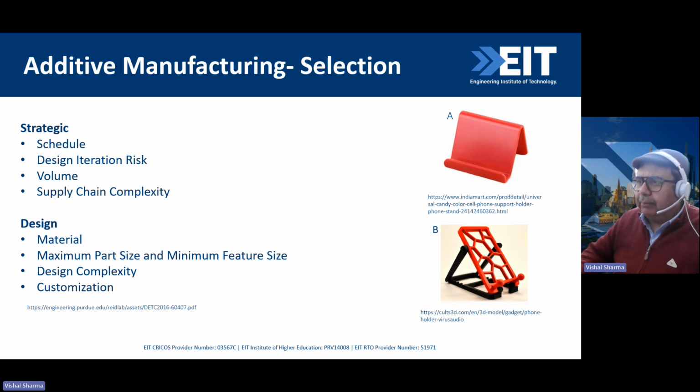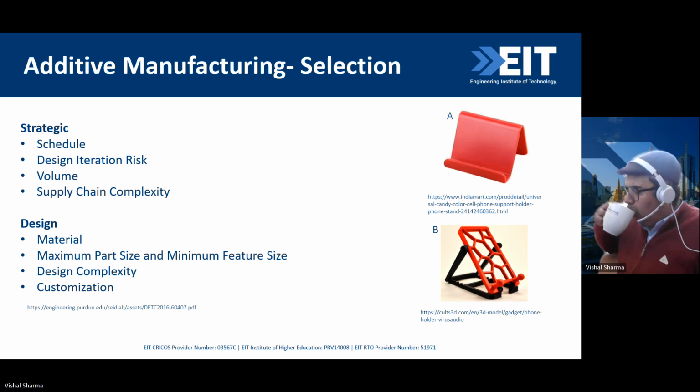Again, here is an example. This is a mobile stand of this shape, and B is another mobile stand of this shape. Out of these two, A and B, which one do you think you should produce on 3D printing? And if you select a particular 3D printing machine, which one would you choose? You can use your chat box for replying. Should we produce part A or part B on 3D printing?